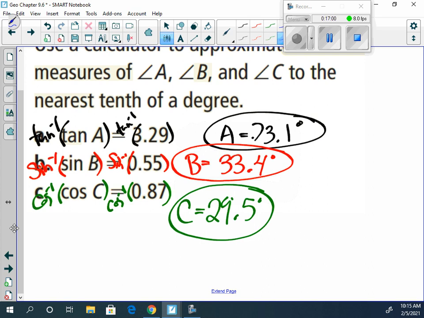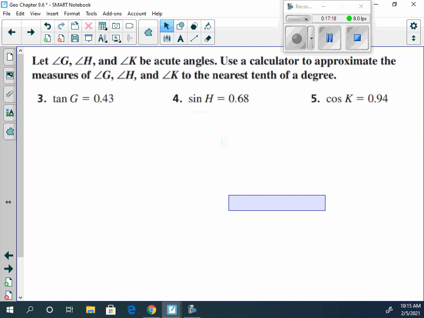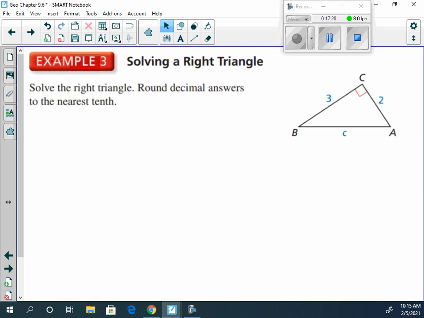Now, really, what are these measures here? These measures are the ratio of the side lengths as a decimal, yes? So that means I could probably use this to find actual missing side lengths, okay? So let's actually try to solve one. Solve the right triangle, round your decimal answers to the nearest tenth.